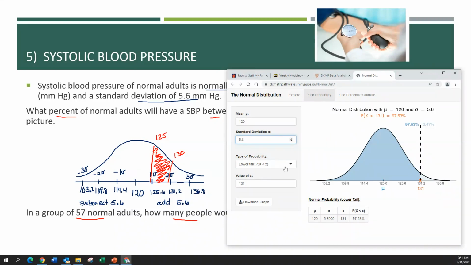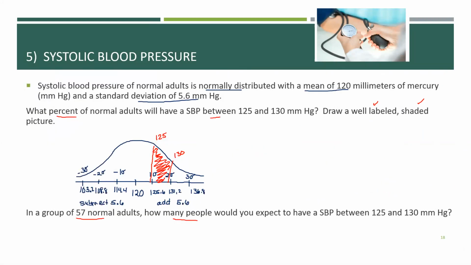Type of probability for us is a between one, so an interval. My lower value is 125. My upper value is 130. So I type all that in, and the image adjusts to match what I have on my picture. And I see that it is 14.89% that are in between 125 and 130.